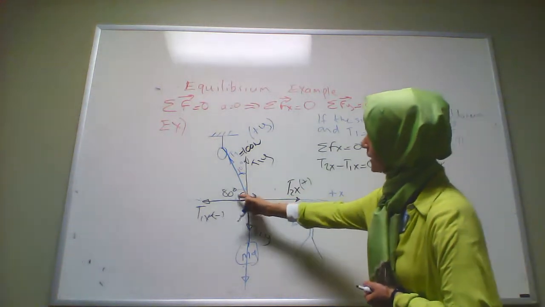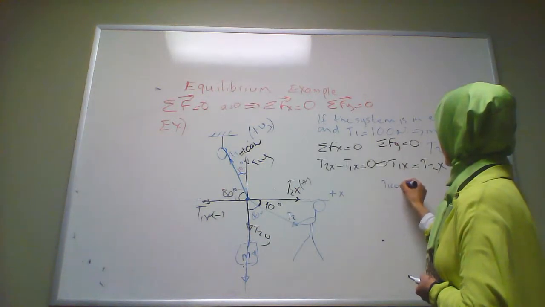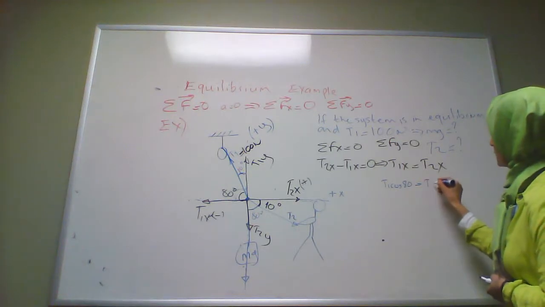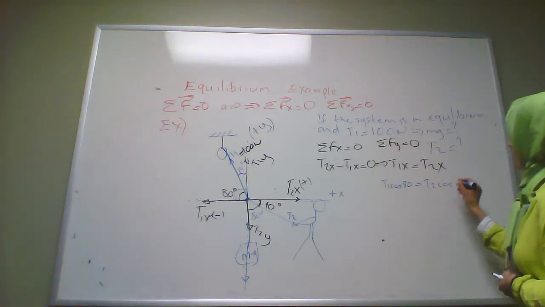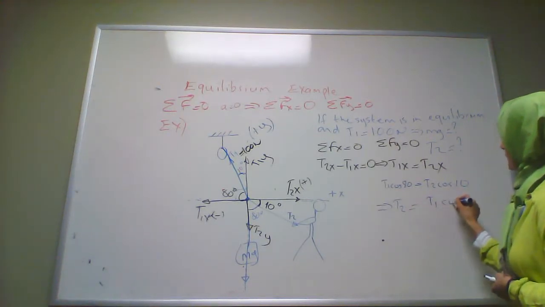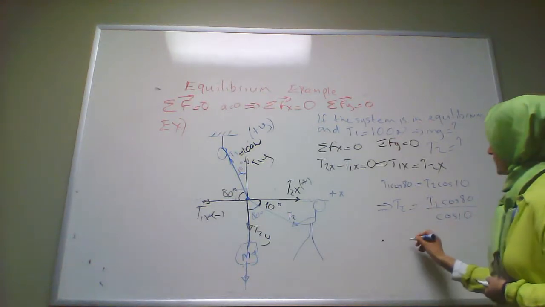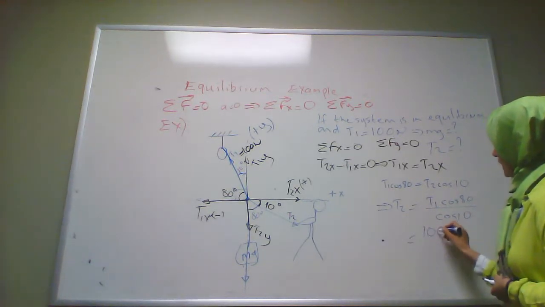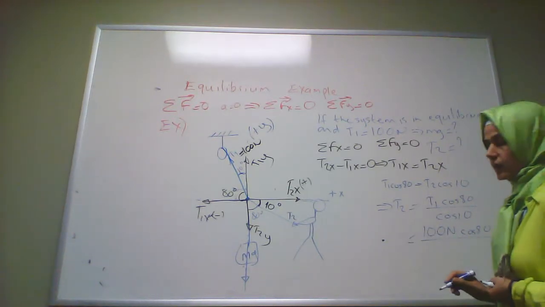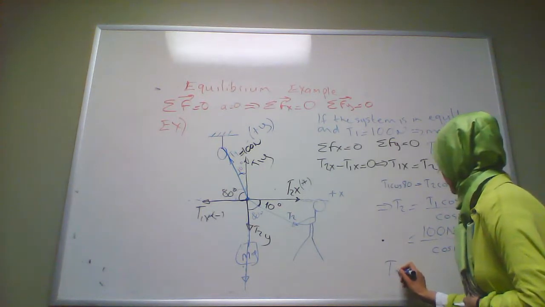Looking at the values, the angle is 80 for T1x. I'll write down T1 cosine 80. And T2x, I'll write down T2 cosine 10. Solving for T2, I will have T2 is equal to T1 cosine 80 divided by cosine 10. Input in T1 value, 100 Newton times cosine 80 divided by cosine 10 will give me the value of T2.